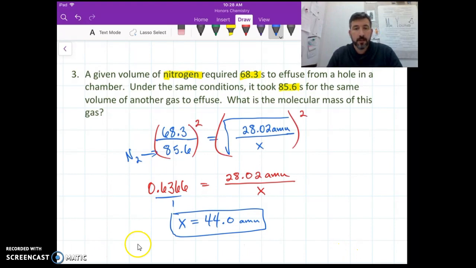Okay, so there you go. Once again, we're solving for molar mass. And so if I had 68.3 on top, that was the relative velocity of the unknown, so that's why x is on bottom. The relative velocity of nitrogen on the bottom over here means its molar mass is on top. Square both sides, and then just divide 28.02 by 0.6366, and I get 44 AMU. So that should make sense. It's a somewhat heavier gas, so it's going to take a little bit more time to effuse, 85.6 seconds, which is what the problem told us.